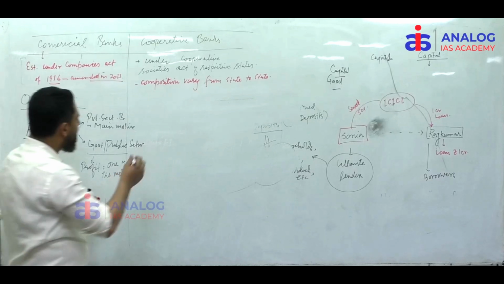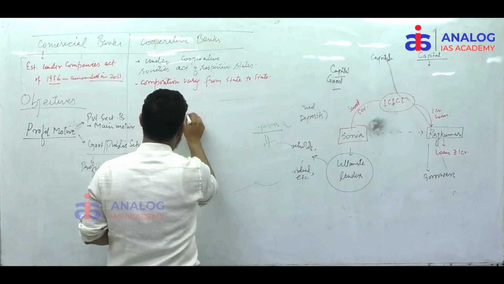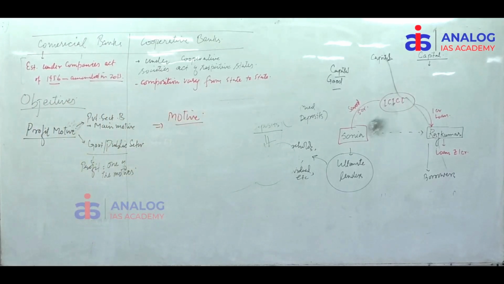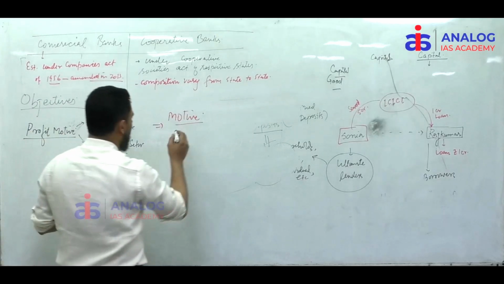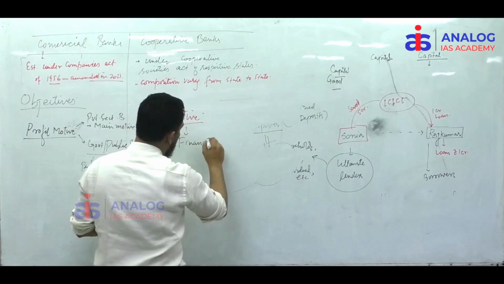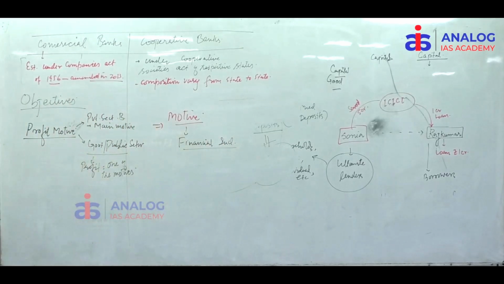Now, what is the motive of cooperative banks? Is it financial inclusion? No. What is it then? The motive of cooperative banks is serving the unbanked, rural and poor people, which means one word, financial inclusion. In bracket you may write particularly of the rural and poor people. Financial inclusion of rural and poor people. Clear? Okay.